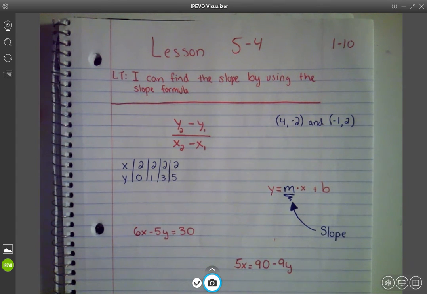Hey there, algebra. We've got lesson 5-4. We're going to be doing problems 1 through 10 today. Our learning target is: I can find the slope by using the slope formula.